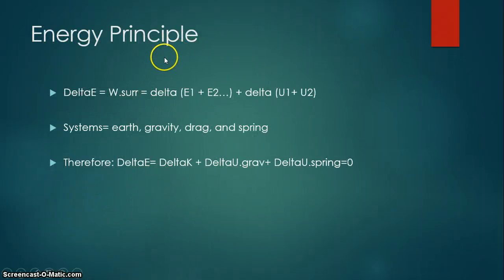Next I use the energy principle, in which delta E is equal to the work done on the system by the surroundings, as in the potential energy and the actual change in kinetic energy. The surroundings that act on our system are the earth, gravity, drag, and spring, but we do not calculate for drag in our model. Therefore, the change in energy is equal to the change in kinetic energy, the change in potential gravitational energy, and the change in spring energy, which all equal zero, as they should.